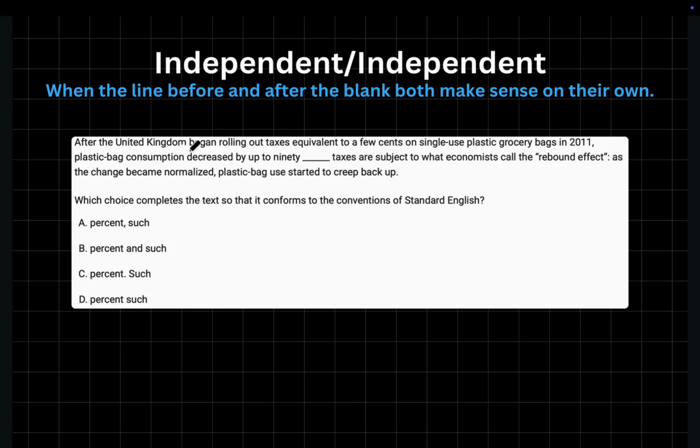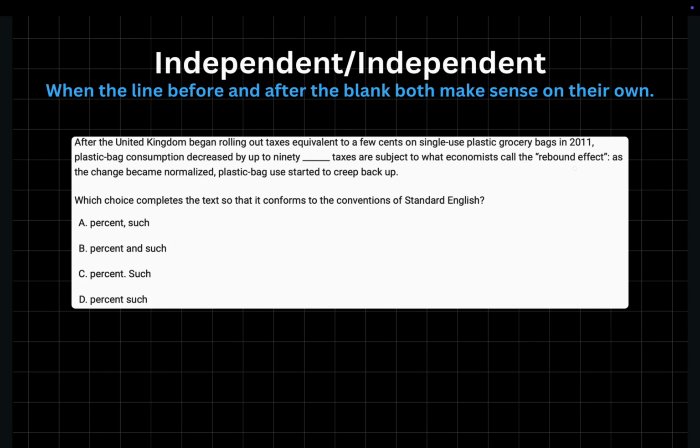Okay, what about this next one? After the United Kingdom began rolling out taxes equivalent to a few cents on single-use plastic grocery bags in 2011, plastic bag consumption decreased by up to 90%. So does this make sense on its own? Yes, it does. So it is independent. What about the line after the blank? Such taxes are subject to what economists call the rebound effect. So again, does this make sense on its own?